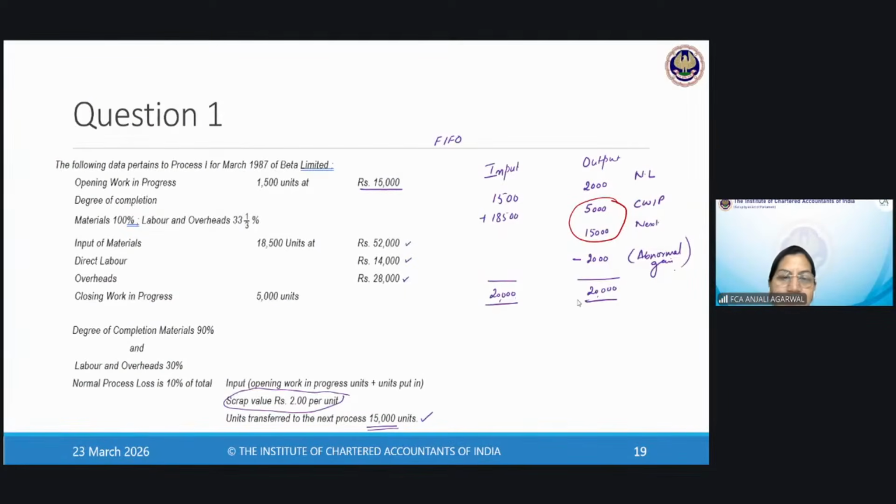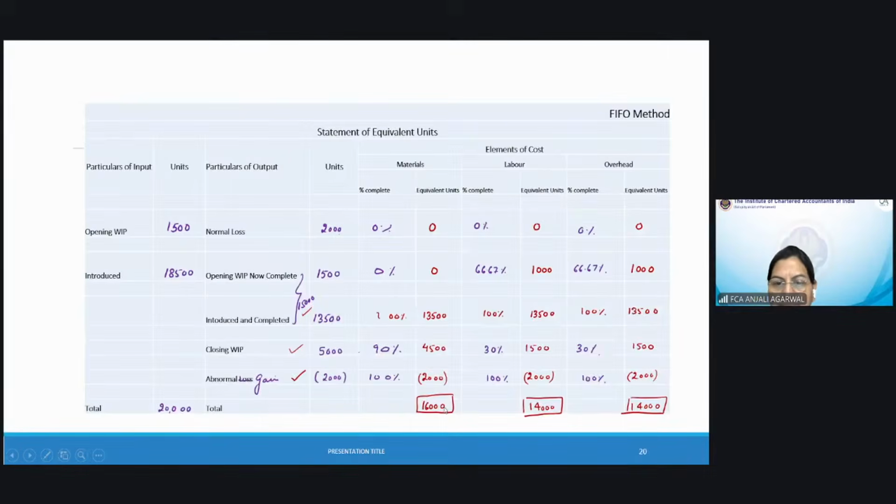Okay, so once again, we had 1,500 units of opening WIP, 18,500 was introduced, out of which there was a 10% normal loss of the total. So 2,000 units. Closing WIP is 5,000. And in the next process, 15,000 units are transferred. This totals the output to 22,000, whereas we had only 20,000 units. So instead of debit or credit, here in the statement of equivalent units, we will subtract it from the total, minus 2,000, so that the input and output units match at 20,000. So here we have subtracted.